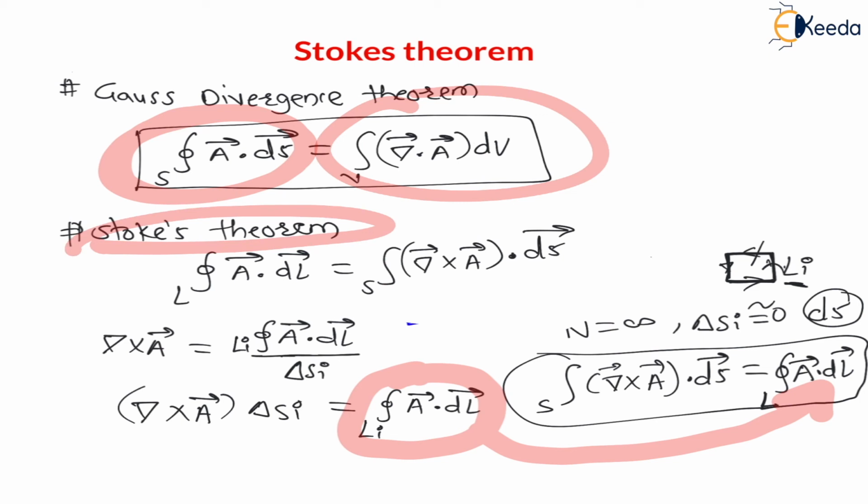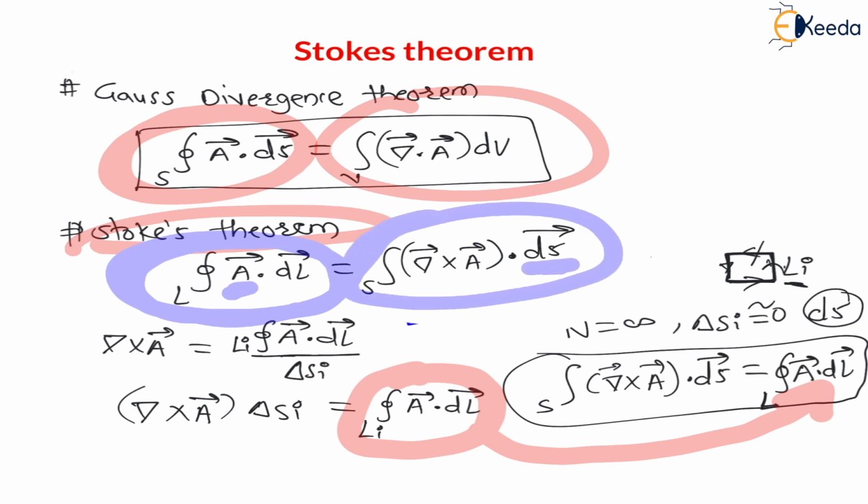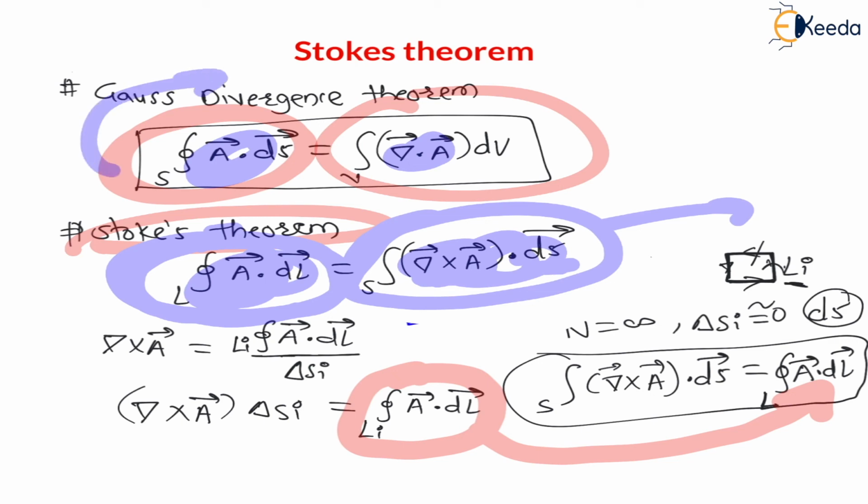Stokes theorem gives the relation between line integral and area or surface integral. For a closed path, the line integral of a vector field A is equal to the surface integral of the curl of vector A over an open surface. Here there is a divergence, here there is a curl, and here there is a closed surface, here there is a closed path. In Stokes theorem it is an open surface, in Gauss theorem it is a closed surface, right? In Gauss theorem there is a divergence, and in Stokes theorem there is a curl. I hope you understood this.